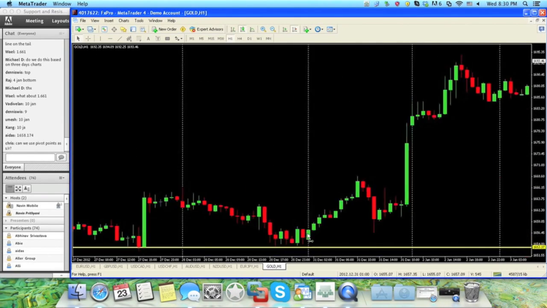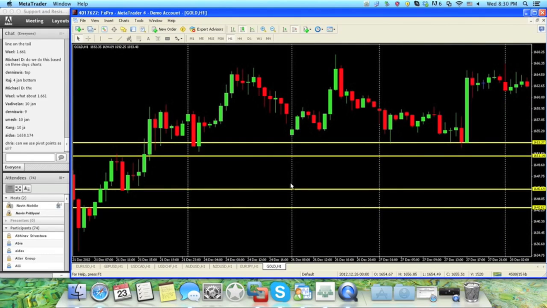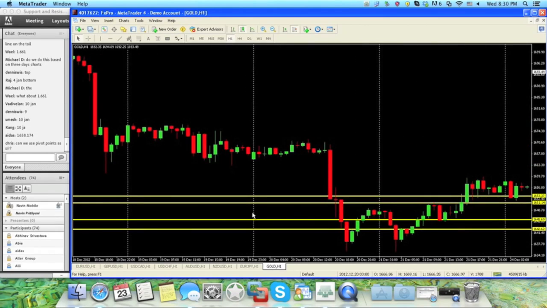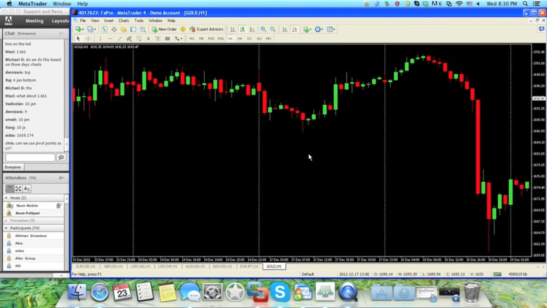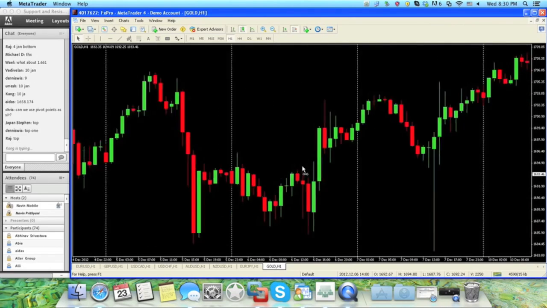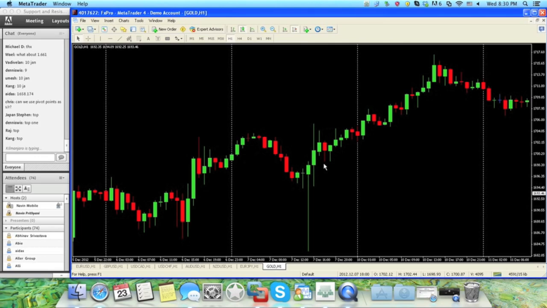Okay, let's check the bottom one. Yes, it holds here. A little bit of whipsaw here. Take a look. Which one do you like so far? Okay, top one. The top one seems to have a little bit more sense.